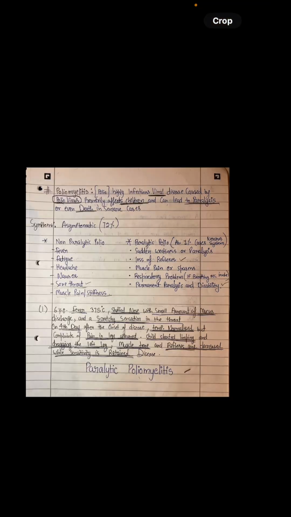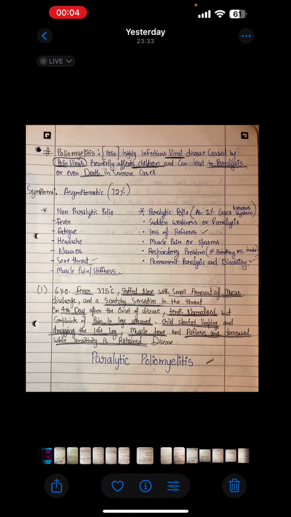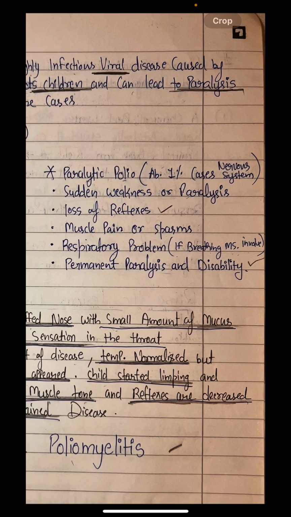What are the symptoms of paralytic polio? Only 1% of cases report paralytic polio, involving the nervous system. So sudden weakness, paralysis, loss of reflexes, muscle pain, spasm, respiratory problems. If the breathing muscle is involved or paralyzed, there will be respiratory problems or permanent paralysis or some sort of disability.